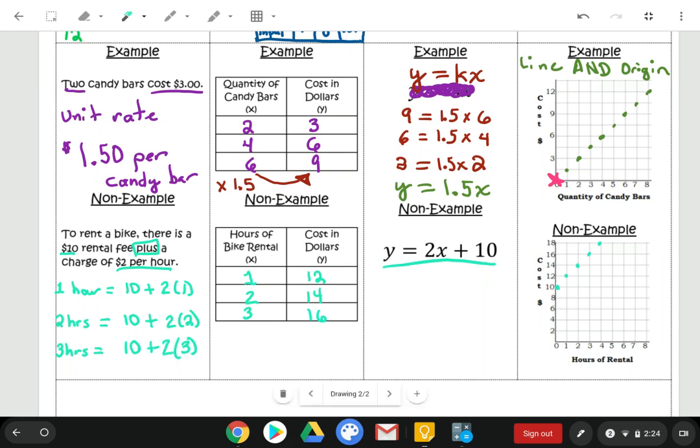Now I want you to look at this graph. Notice, yes, this is a line, but this graph does not pass through the origin. And for that reason, it doesn't pass through the origin. This graph is not proportional.